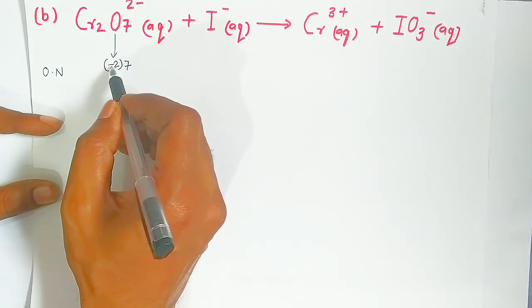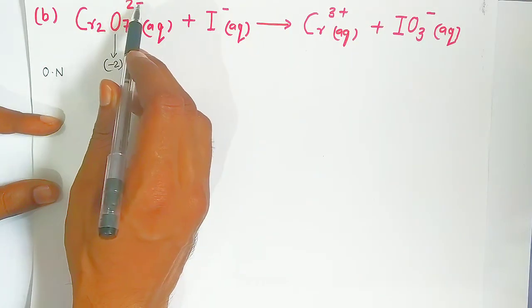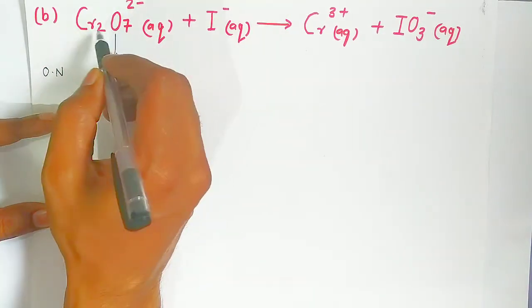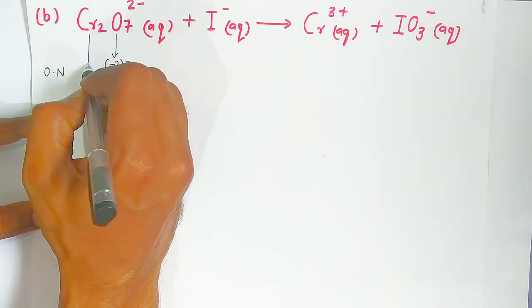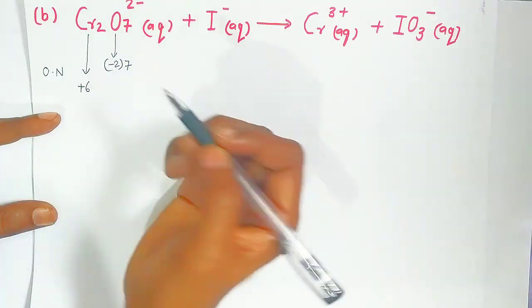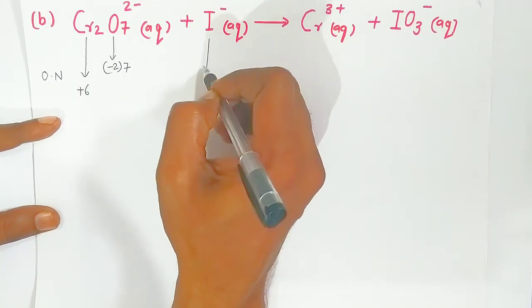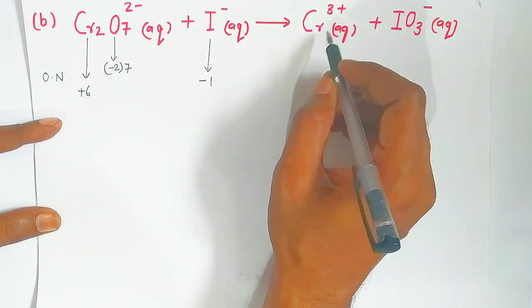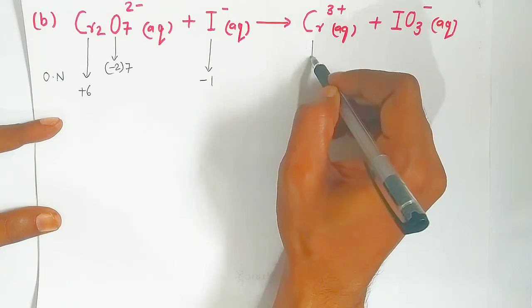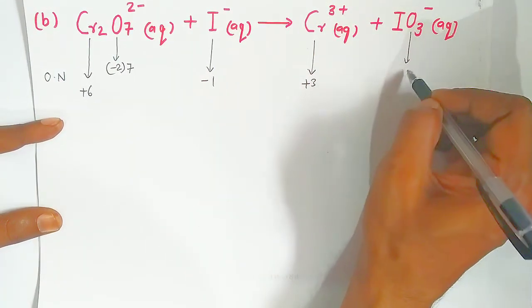7 times -2 is -14. -14 will go to that side, it will become +14, and -2, that means it will be 12. Now because here two chromium atoms are there, the oxidation number of chromium will be +6. Okay students. Now here, iodine is -1. Now when you see here, students, the oxidation number of chromium will be +3.